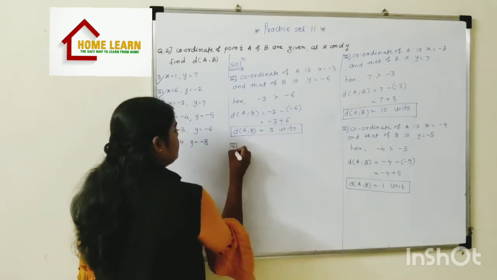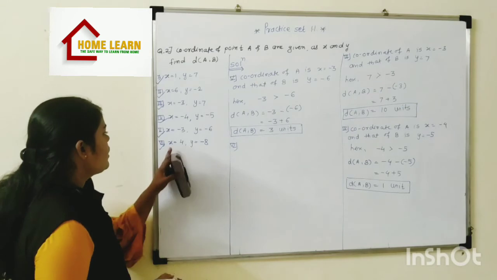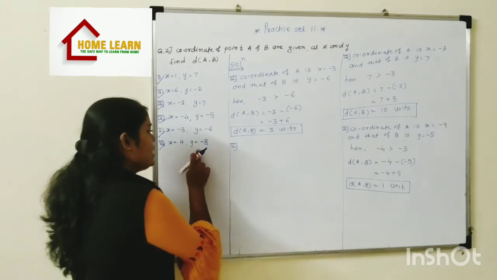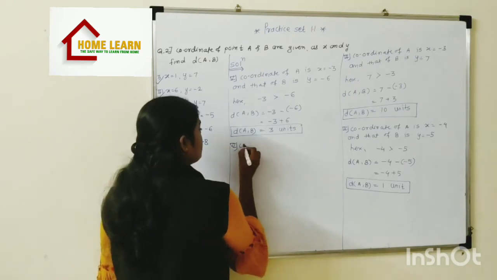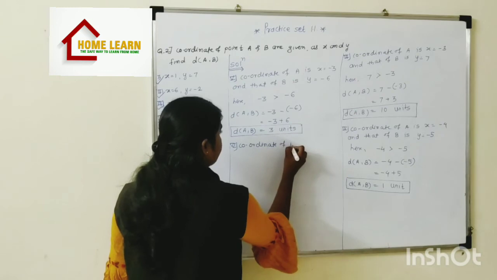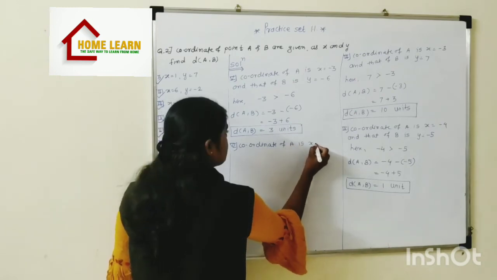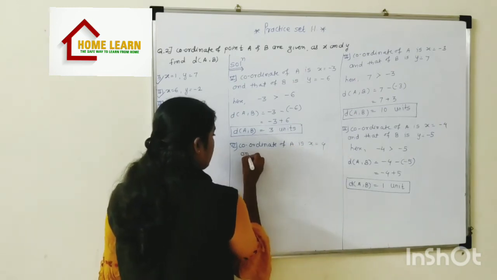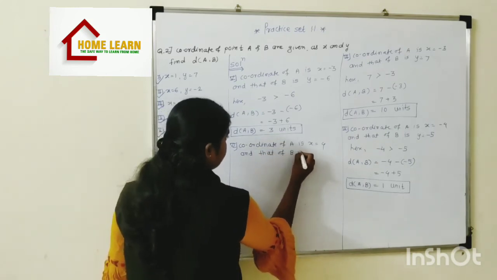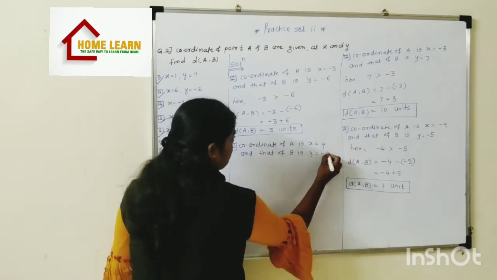Now the last one. Given, the coordinate of point A is x is equal to 4 and that of B is -8. So right here, the coordinate of A is x is equal to 4 and that of B is y is equal to -8.